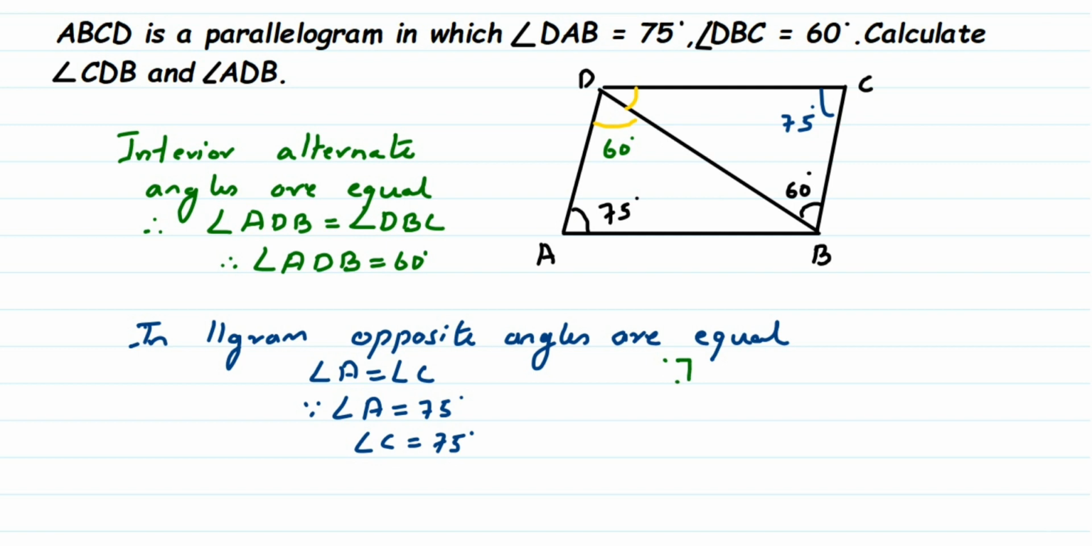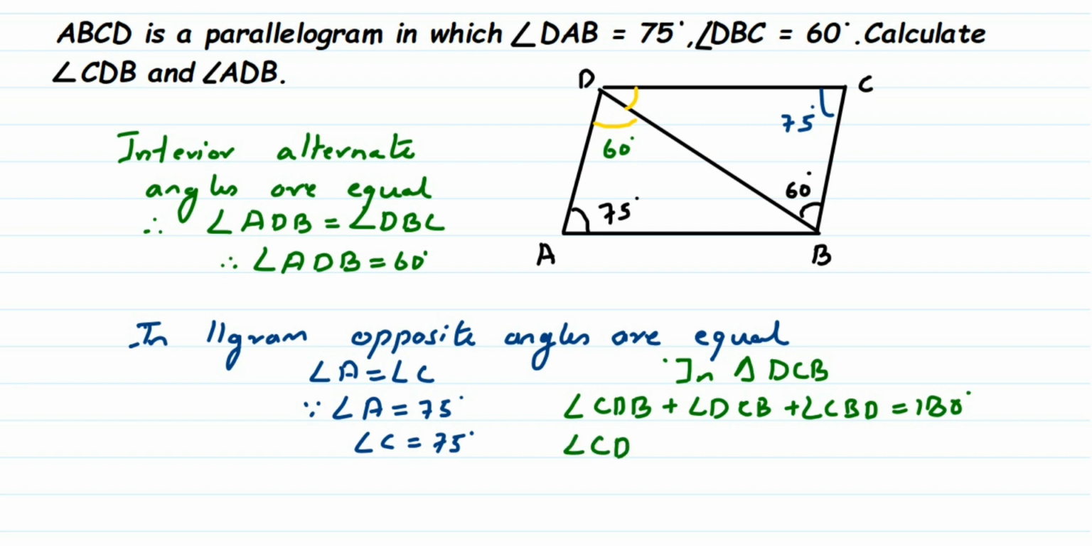So in triangle DCB, the sum of all angles is 180, so angle CDB plus angle DCB plus angle CBD will be equal to 180 degrees. I'm adding all the three angles. CDB we don't know, we have to find that out, so I'm going to write down CDB in the next step, plus angle DCB 75 degrees plus angle CBD 60 degrees is equal to 180 degrees.